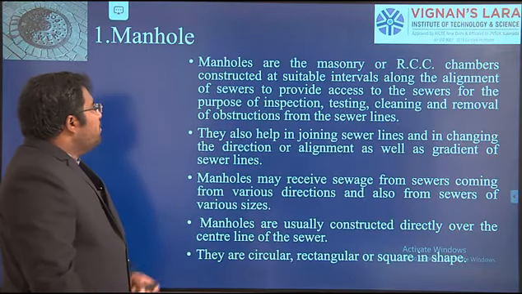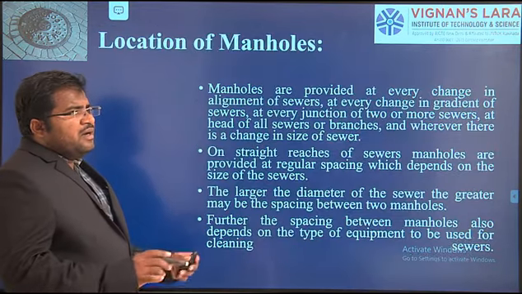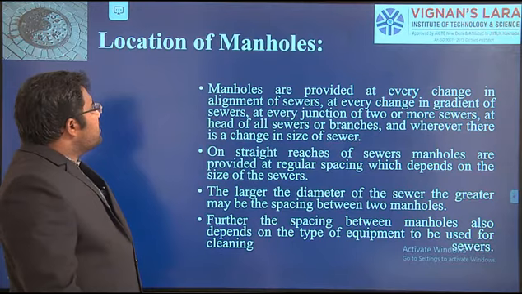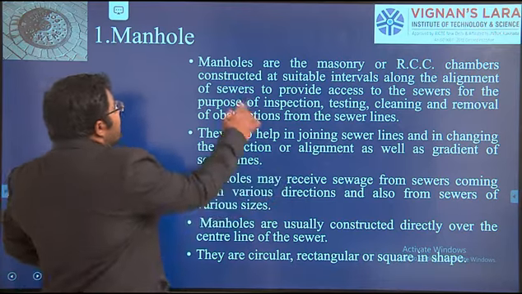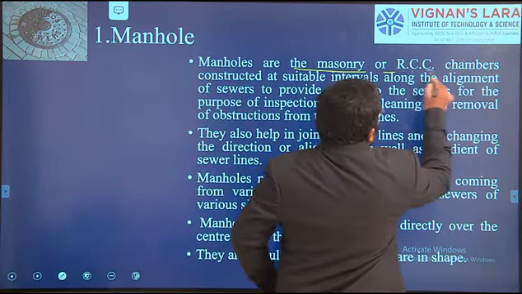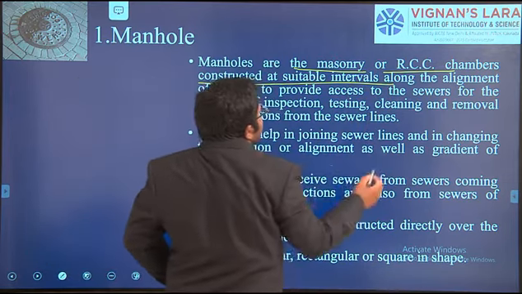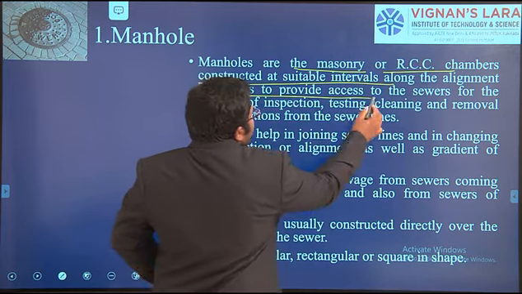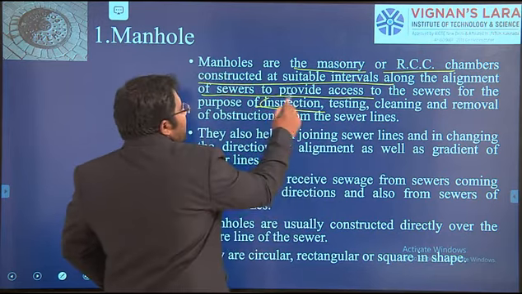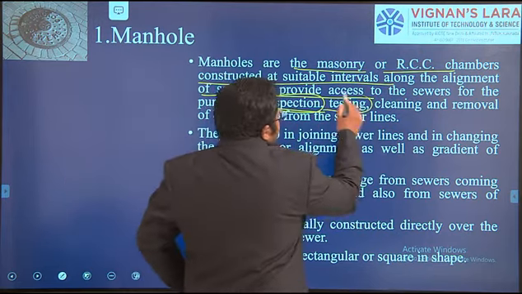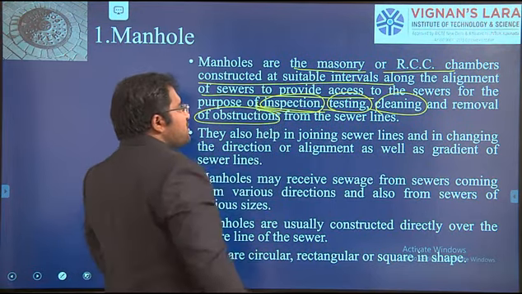The first thing is the manhole. A manhole is basically a masonry or RCC structure or chamber, constructed at suitable intervals along the alignment of sewers to provide access to the sewers for the purpose of inspection, testing, cleaning and removal of obstructions from the sewer line.